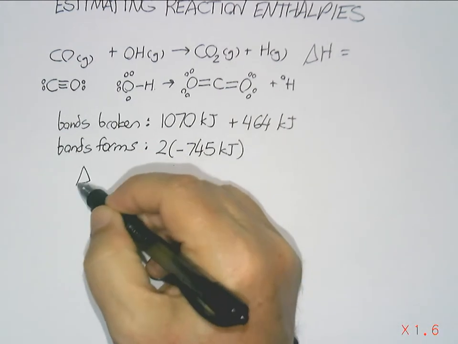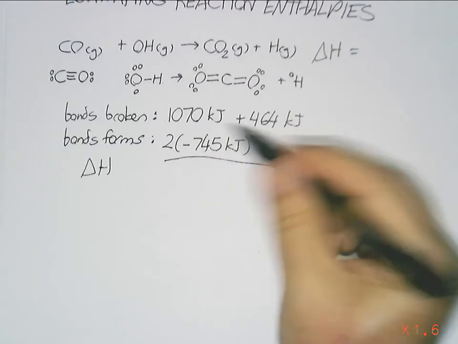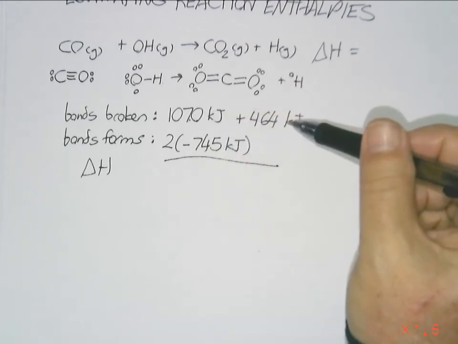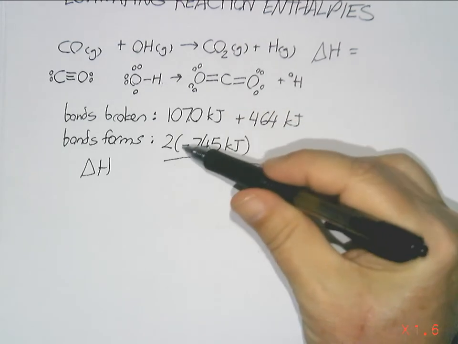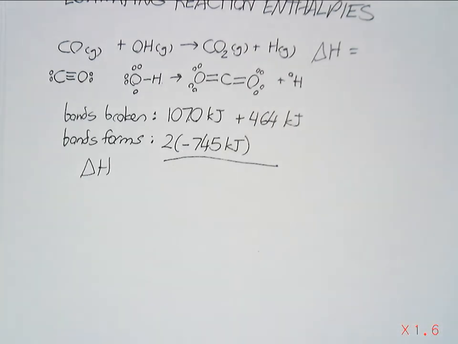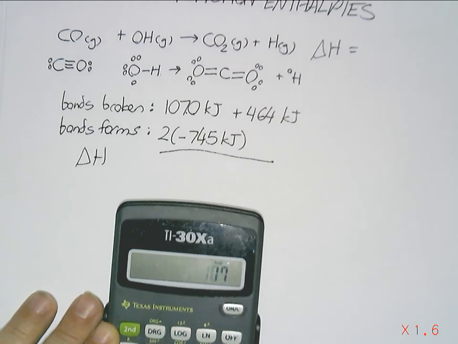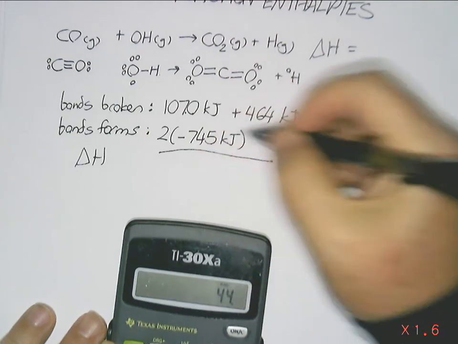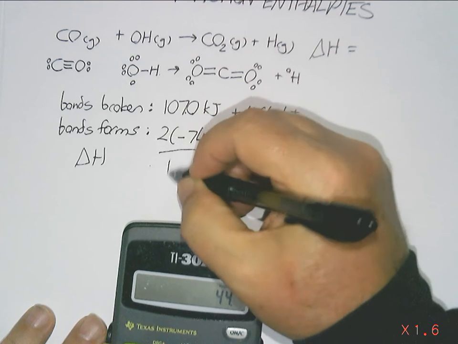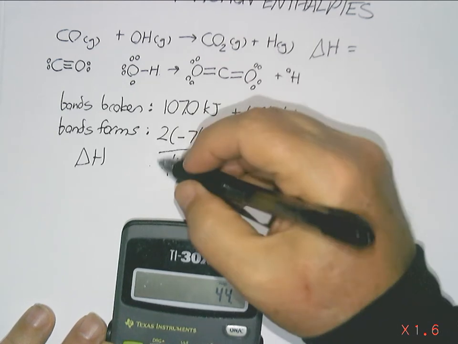Now to get delta H, I need to add all this stuff up together. 1070 plus 464 plus 2 times minus 745 is going to give us what? 44. It's got a positive sign in it.